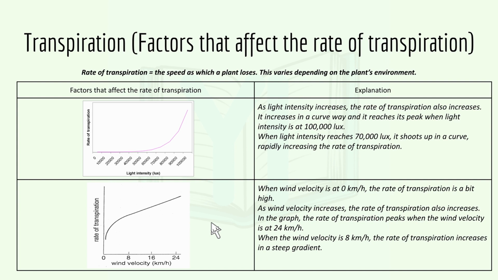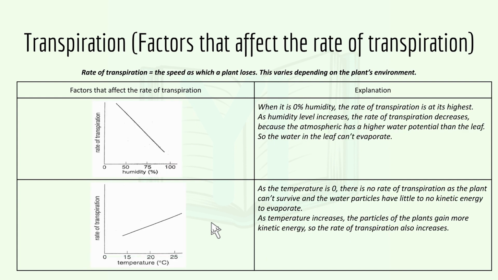So we'll move on now. We have more factors that affect the rate of transpiration, like humidity. When it is at 0% humidity, the rate of transpiration is at its highest. And as humidity level increases, the rate of transpiration decreases, because the atmosphere has a higher water potential than the leaf. So when it's high humidity, the plants can't evaporate because the leaf has a smaller water potential, so it can't diffuse via osmosis.